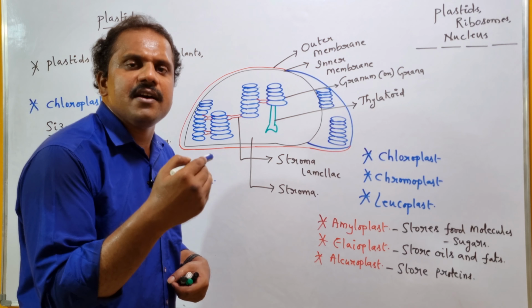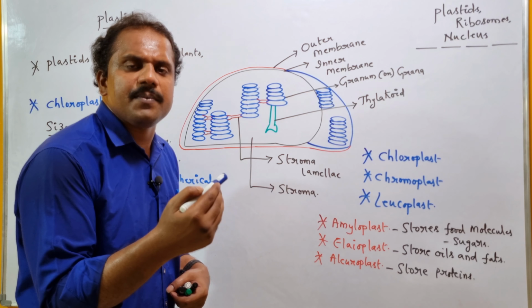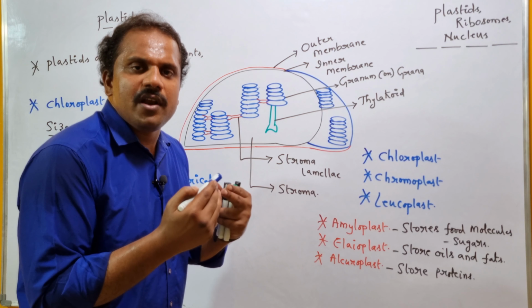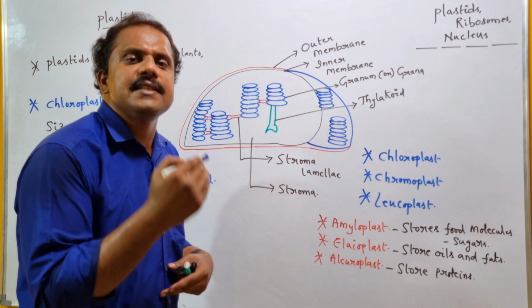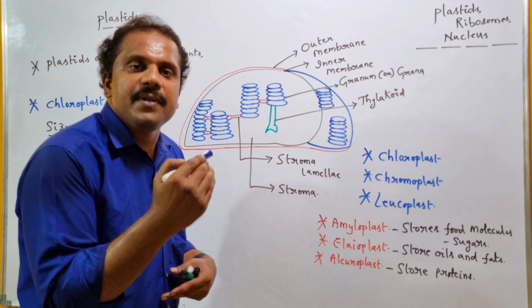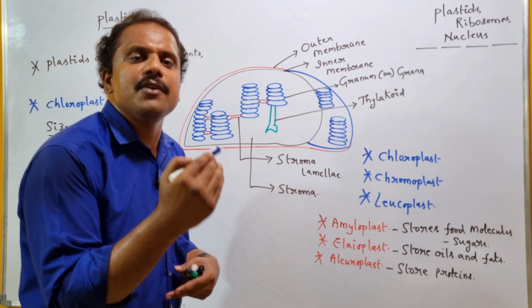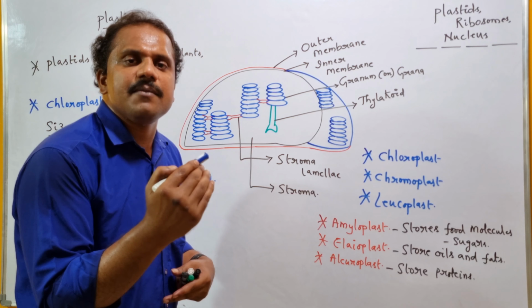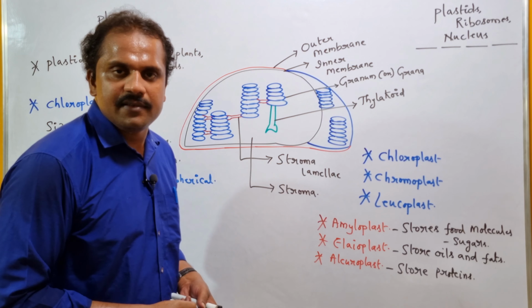In all the living organisms where chloroplasts are present, the function of the chloroplast is to store food molecules, and chloroplasts are responsible for trapping sunlight and converting it into chemical energy in order to synthesize food molecules, which are nothing but what? The sugar molecules. Is it clear?